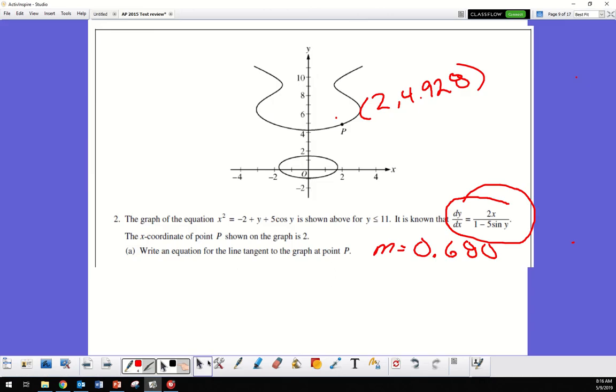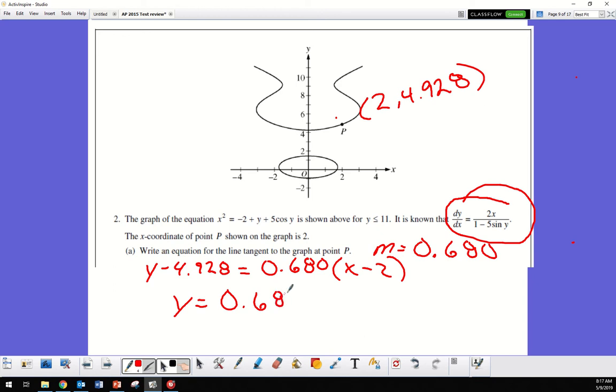All right, so the next part of my question, write an equation for the tangent. So I have a point and I have a slope. So that means I just need to put it together. So it's going to be y minus 4.928 equals 0.680 parentheses x minus 2. And all you have to do is make this y equals. So add 0.680 parentheses x minus 2, and then it's going to be plus 4.928.